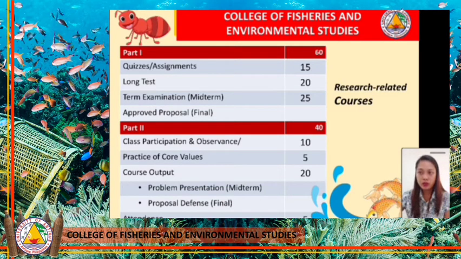For part 2, of course, you are being graded by your participation in the class, the observance or practice of core values, and your course output. It is expected that in the midterm, you are to present a research problem, and for your final grade, you will be graded for your defense of your proposal. Attendance is also being graded for this research-related course.